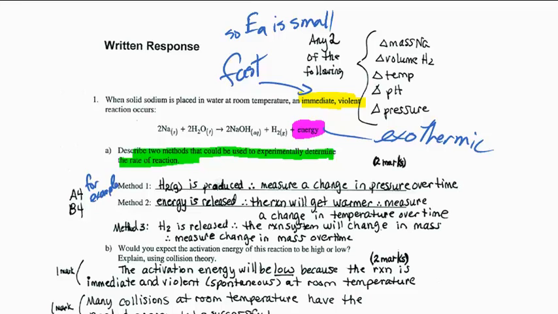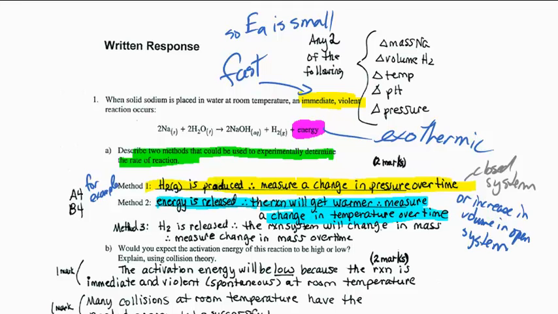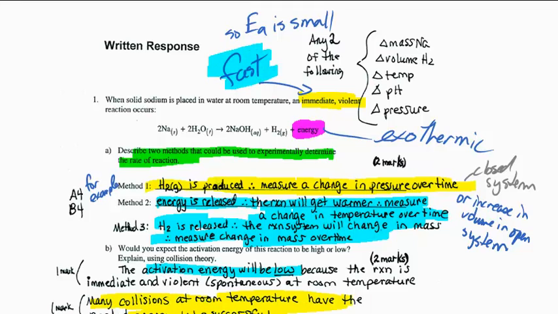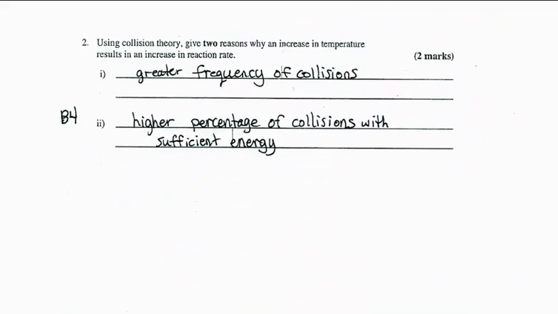Now in the written response, we can see that the reaction is fast because of the description, so activation energy is small. Now you can measure this by measuring the increase in temperature, or volume of hydrogen, or pressure if it's a closed system, or you can look at the reactants and watch them disappear.